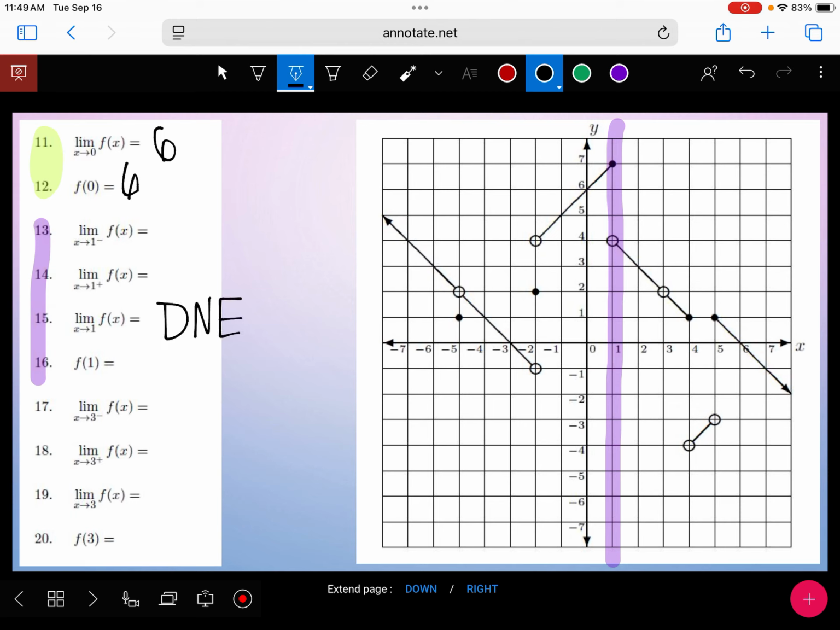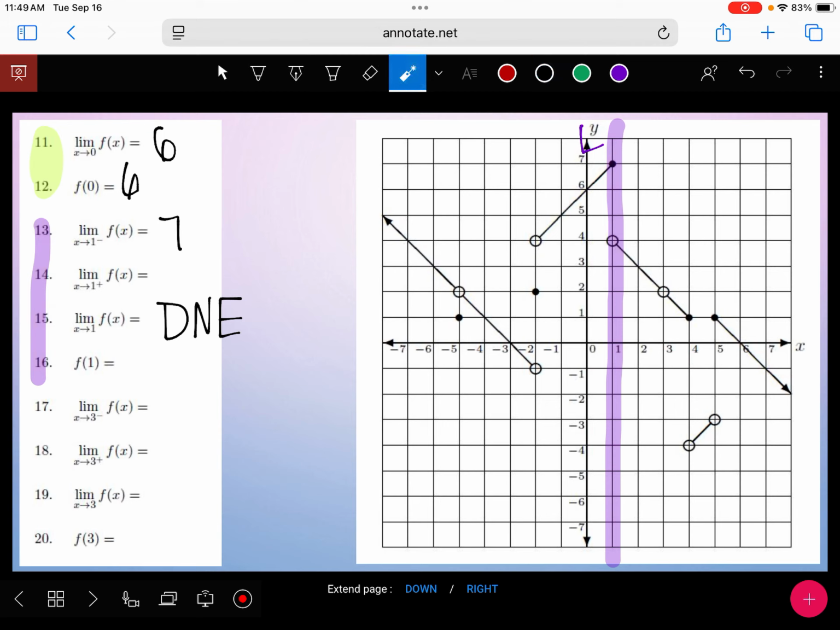Okay. So now let's look at the left side of the wall. So the left side would be right here. So here's my laser here. I'm tracing it. On the left side, the graph is approaching what point on the y-axis? This is the left side. The left side of the purple wall is approaching what? 7. Who agrees that it's 7? So that means that for number 13, from the left, the answer is 7.